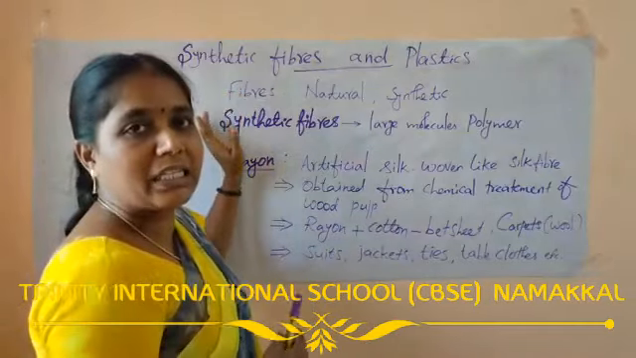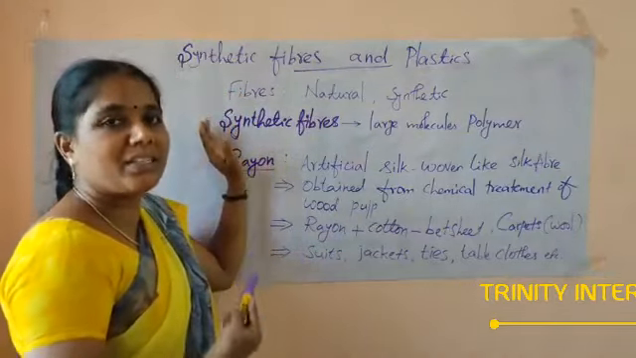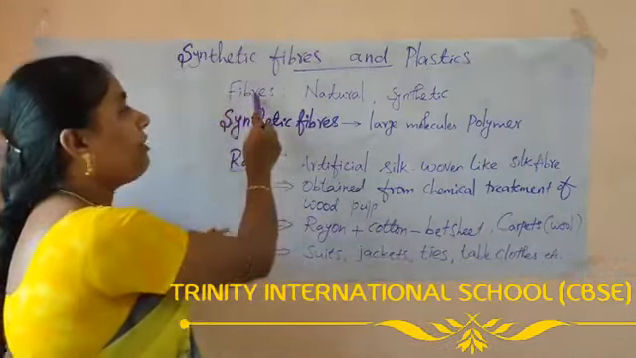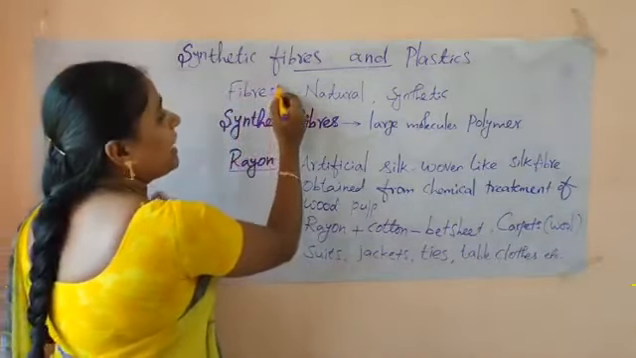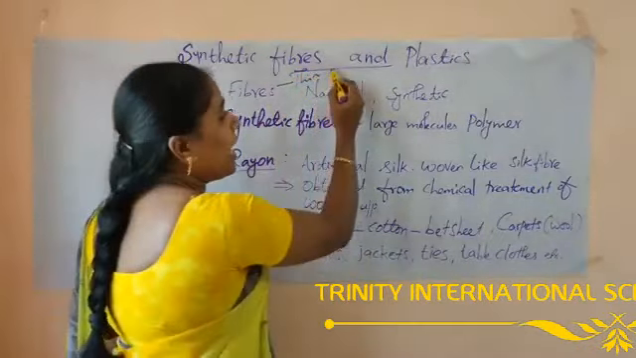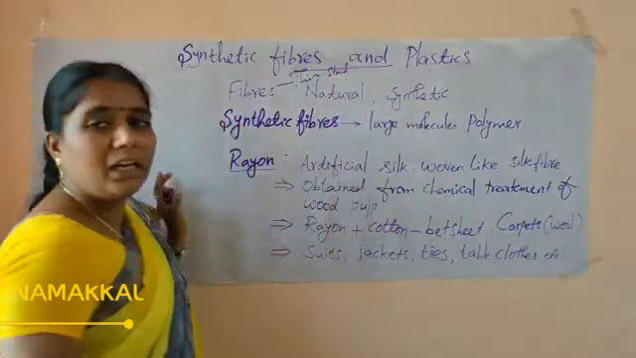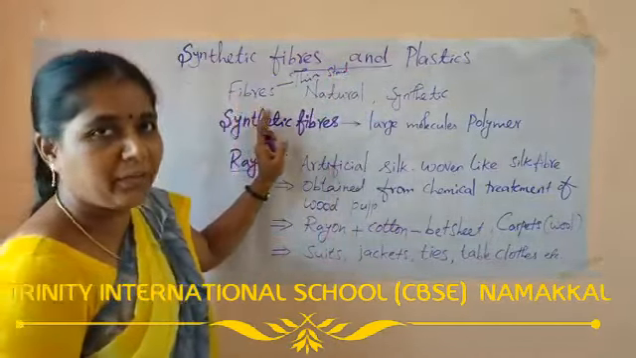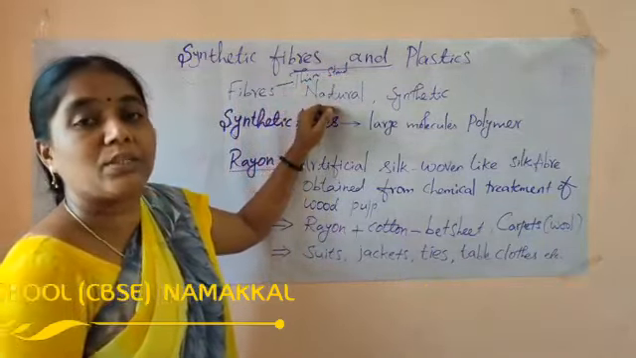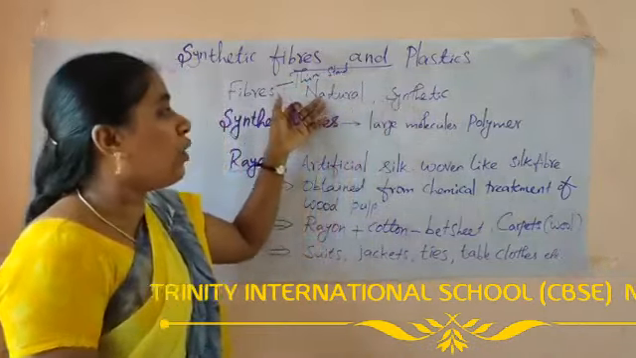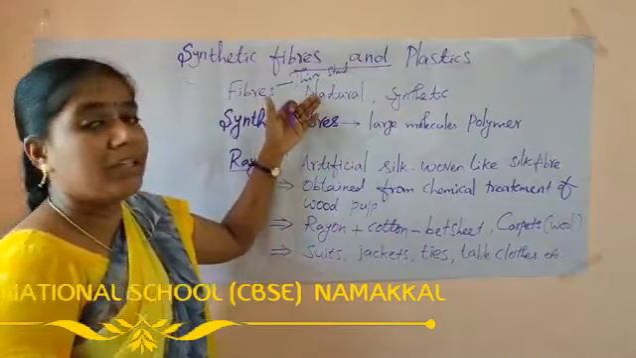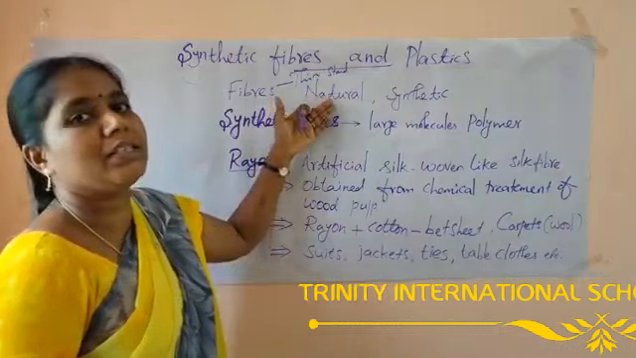Already in your 7th standard you have learned about fiber and types of fiber. Just now we will recall this. Fiber is a thin strand-like structure. We already know about fiber very well, and we have different types of fiber: natural fiber as well as synthetic fiber. What is meant by natural fiber? We have learned this in both your 6th as well as 7th standard.